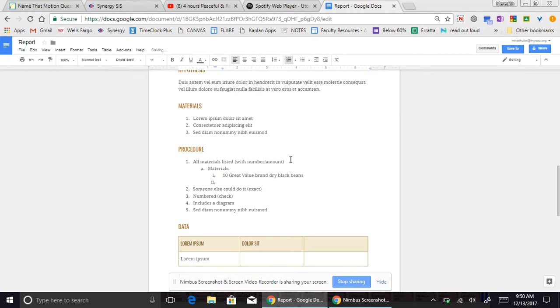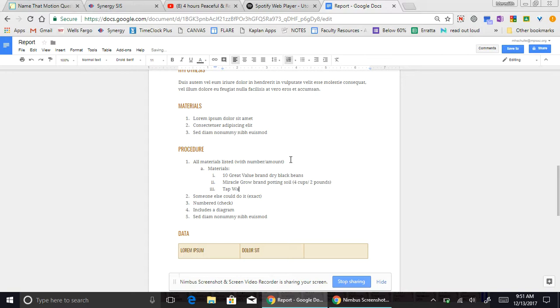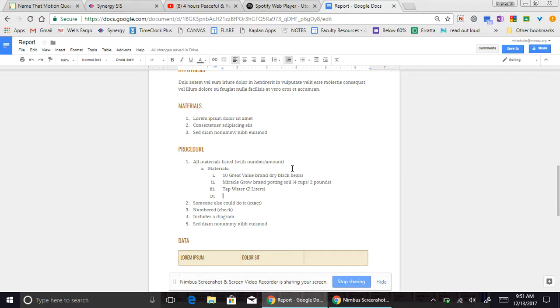And then I'm going to be like, Miracle-Gro brand potting soil. But it has to have the amounts, and I have that reminder right there. So I'm going to put something like 4 cups or 2 pounds or something, however much I used. And then it's going to be like tap water, or am I using bottled water? Who knows? How much total am I going to put in my beans? It's going to be like 2 liters, etc. 4 pots, whatever, all the materials that you need.